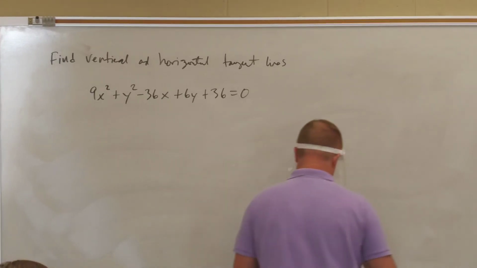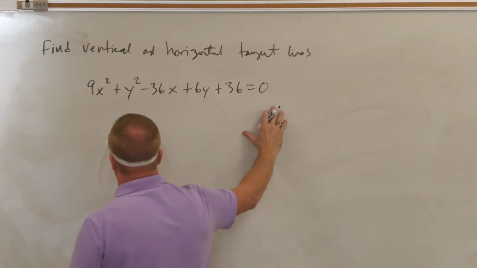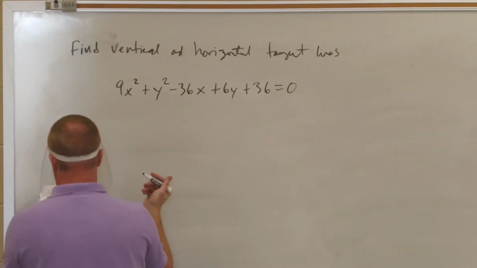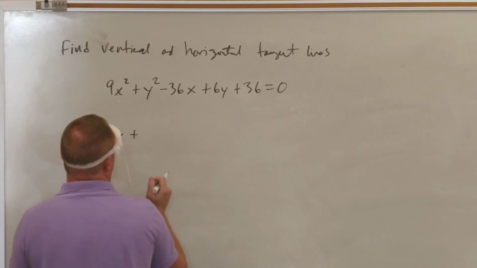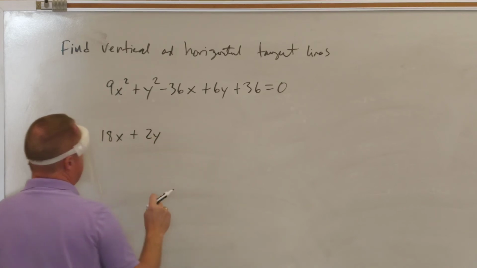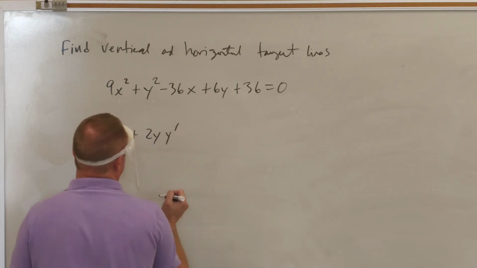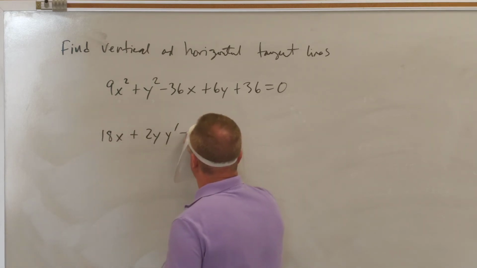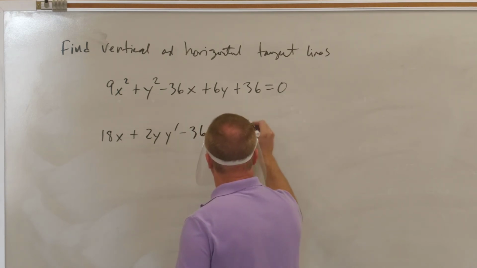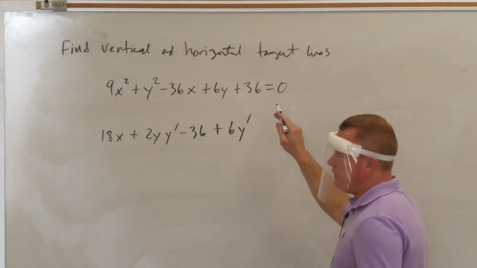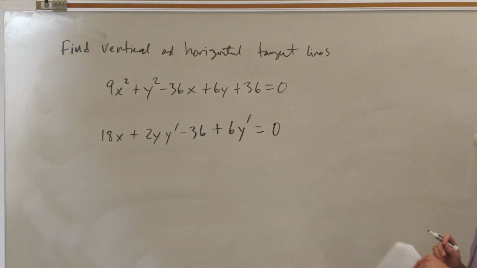So let's do that. All right, so we need the derivative of the function. So if I take the derivative of both sides, I'm just going to take the derivative this time. I'll get 18x plus, y squared, the derivative is 2y, but I've got to multiply by the derivative of the inside, so I'm going to write y prime on this. Minus 36 plus 6, and then times y prime. The derivative of 36 is 0. Derivative of 0 is 0. So that would be my derivative.